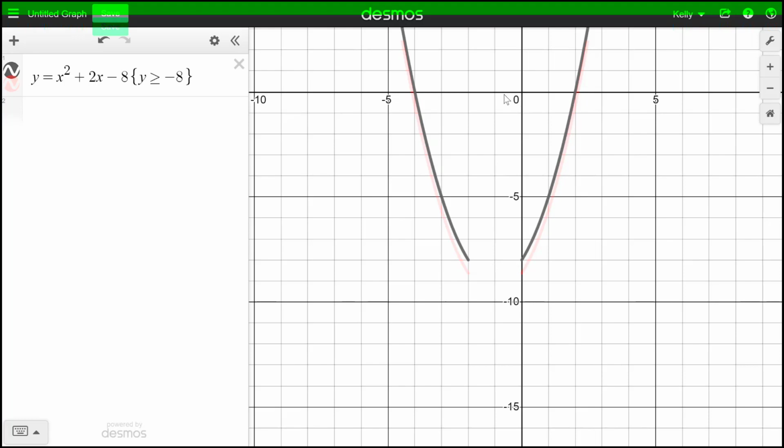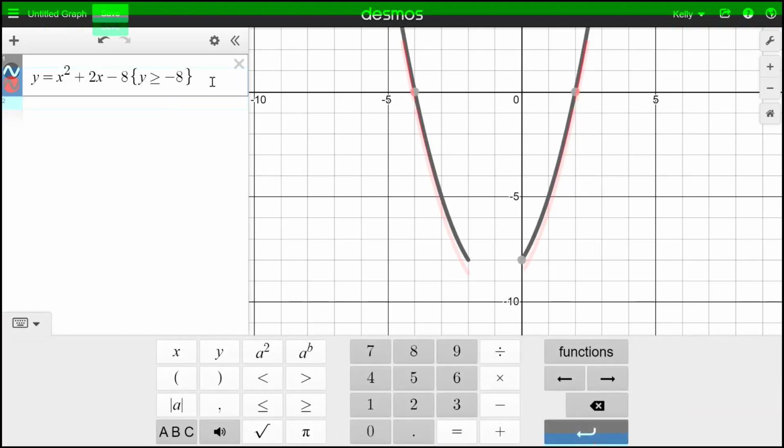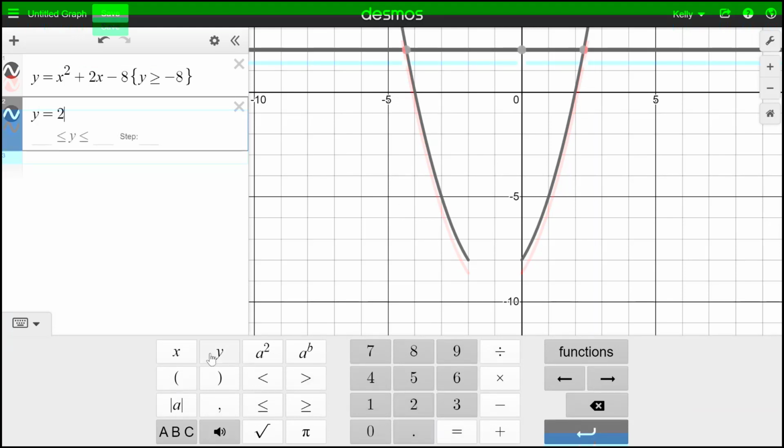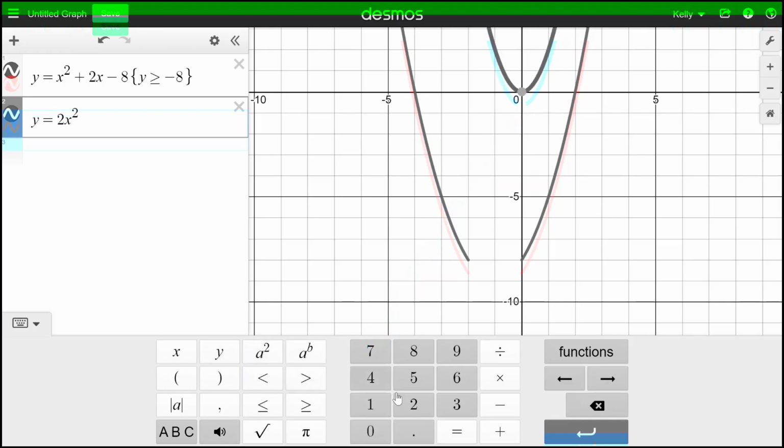So from domain of 0 to negative 2, you don't have any graph points. And that's because of the restriction on this one. So now what we're going to do is the same thing we did the last time when we added other equations. So this time let's just double everything. So y equals 2x squared plus 4x minus 16.